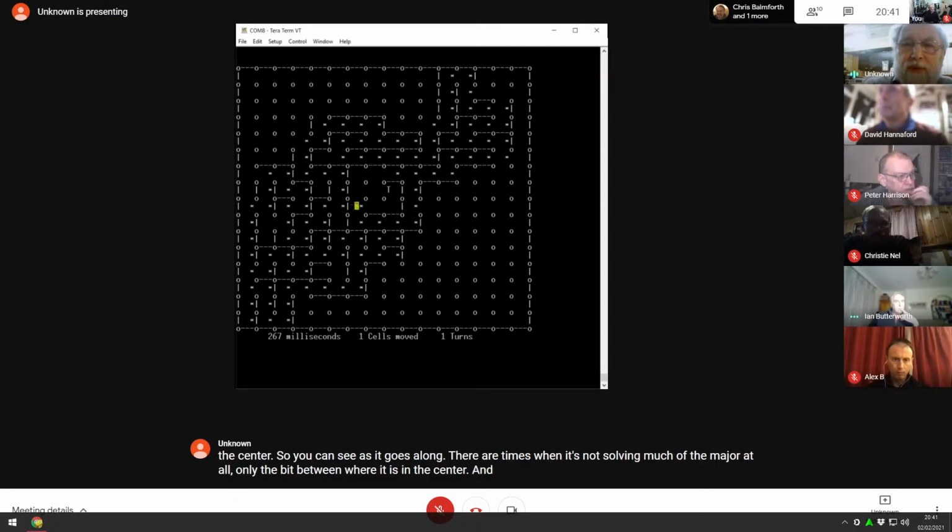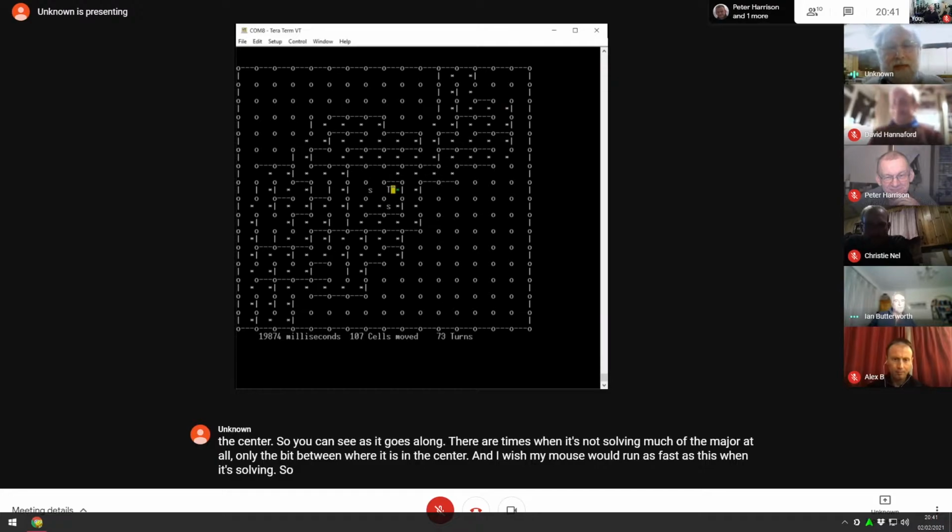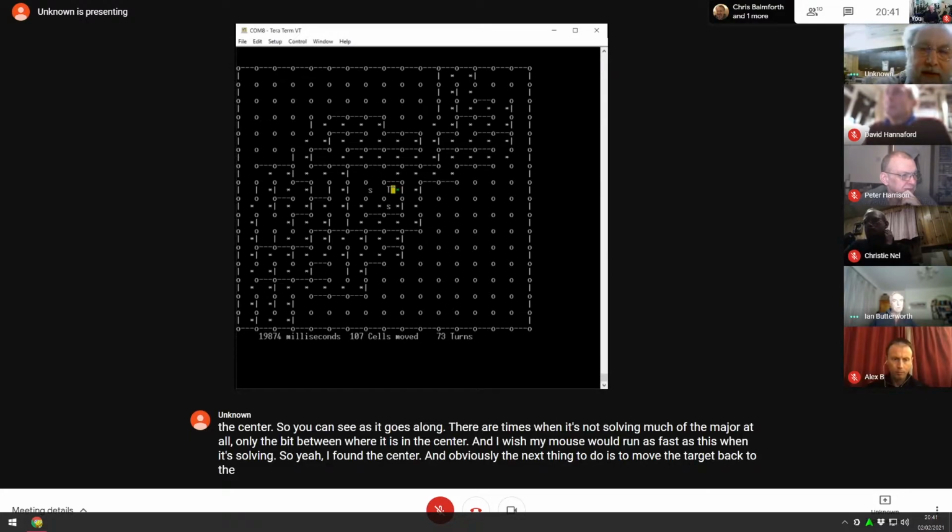And I wish my mouse would run as fast as this when it's solving. Okay. So there we go. I found the center. And obviously the next thing to do is to move the target back to the start. So I've moved the T back to the start.